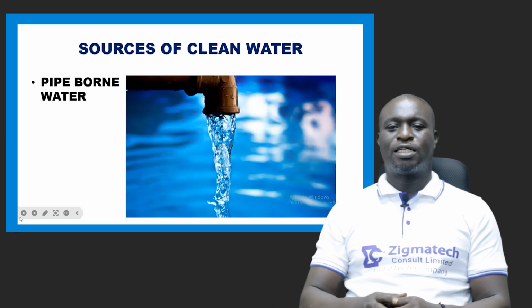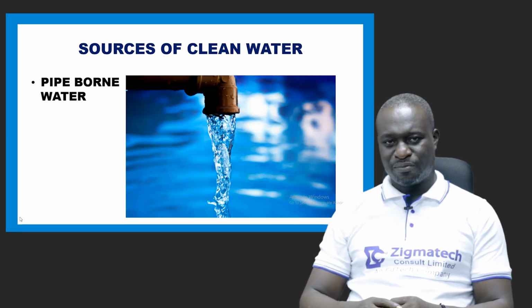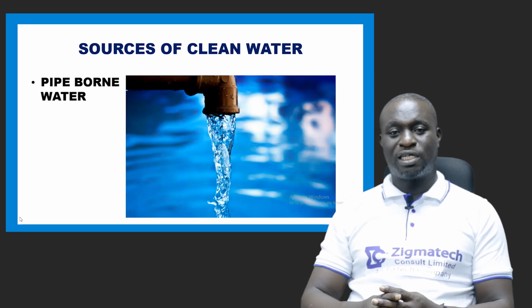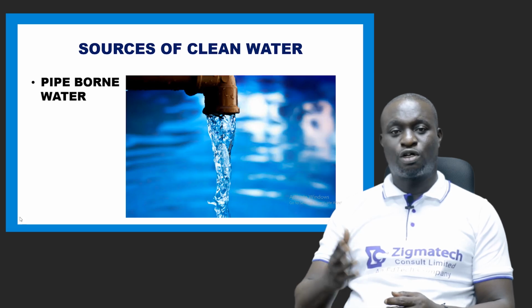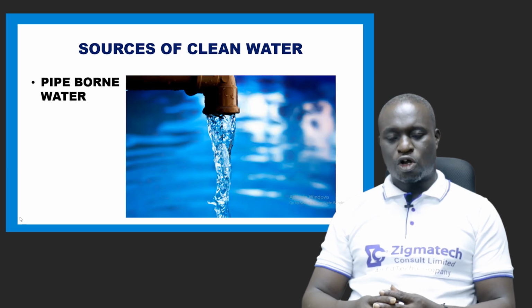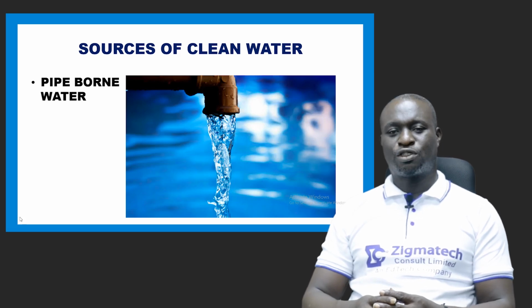Now, let's look at some of the sources of clean water. Like I said before, there are several sources of unclean water. You can get them from contaminated rivers that are close to where factories and industries are sited. That particular water can be polluted, or it can be a source of unclean or contaminated water. But let's look at sources of clean water.